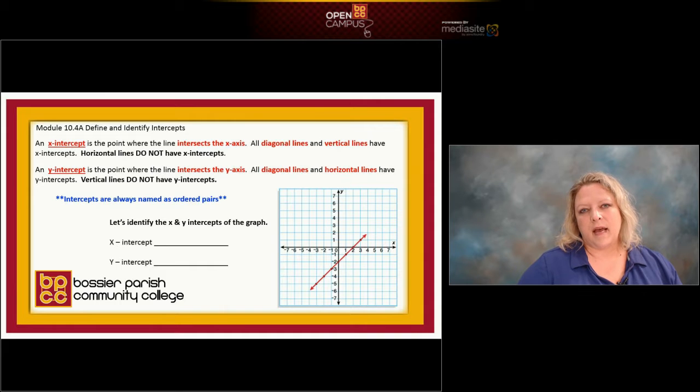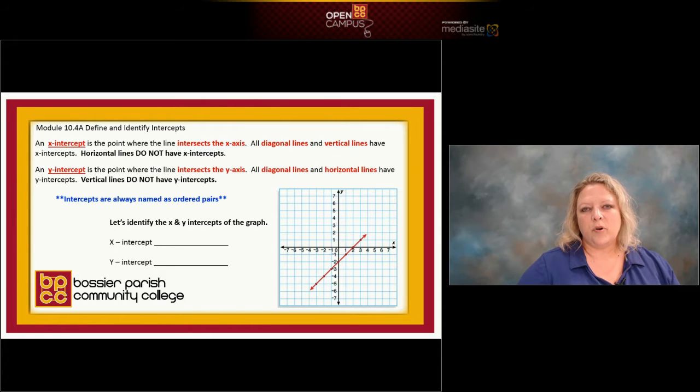On the opposite of that, you have the y-intercept. The y-intercept is always going to be 0 first and then the number. It's 0 first because you don't move left or right. You just move up or down on the y-axis to put your point of intersection.